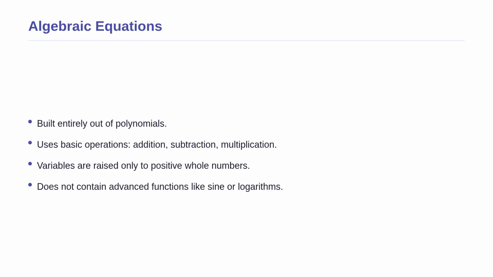Before we can solve these equations, we must understand the two main types we will encounter, starting with algebraic equations. Why do we classify them? Because knowing the type of equation tells us how difficult it might be to solve. An algebraic equation is a mathematical statement built entirely out of polynomials. This means it only uses basic operations like addition, subtraction, and multiplication. Furthermore, the variables are only raised to positive whole numbers, like squaring or cubing a number. If your equation only has basic math and whole number powers, it is strictly algebraic.